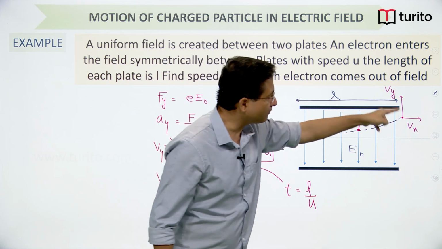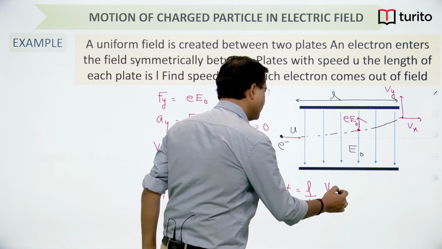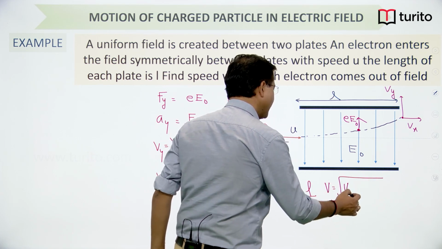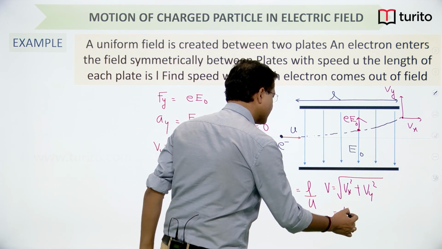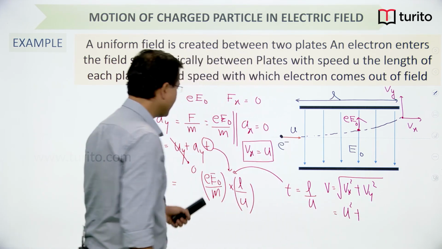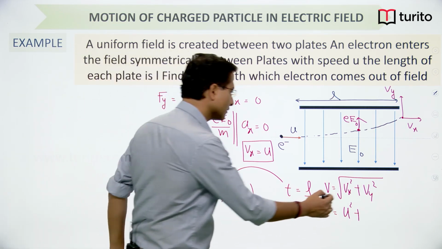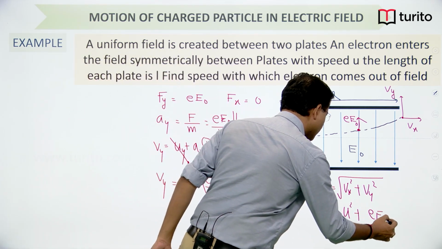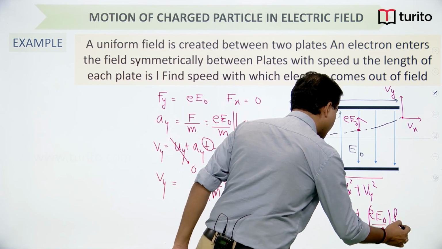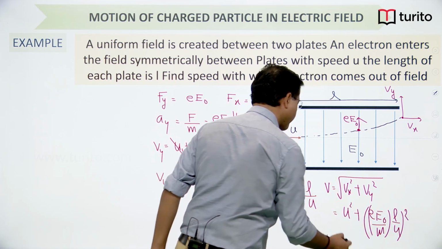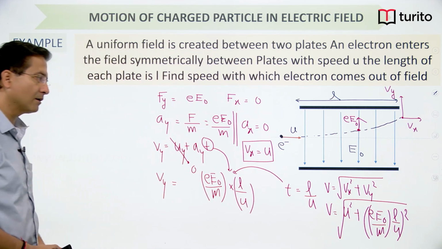If I ask what is the net velocity at this particular point, so velocity at this particular point v is equal to under root vx square plus vy square. You know the value of x, that is u square, you know the value of y, just now you have calculated, e naught divided by m into L by u whole square. So, this is the velocity with which it will come out.